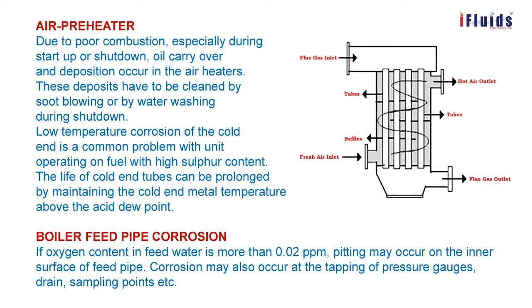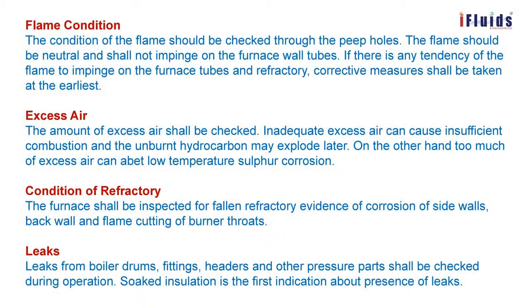Boiler feed pipe corrosion. If the oxygen content in water is more than 0.02 ppm, that is 0.02 parts per million, pitting may occur on the inner surface of the feed pipe. Corrosion may occur at the tapping of pressure gauges, drain, sample points, etc.